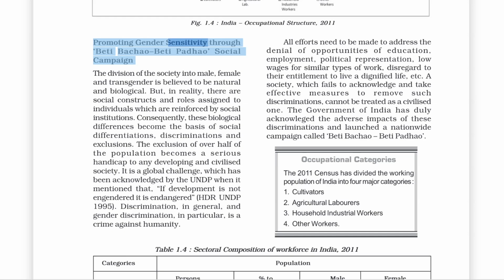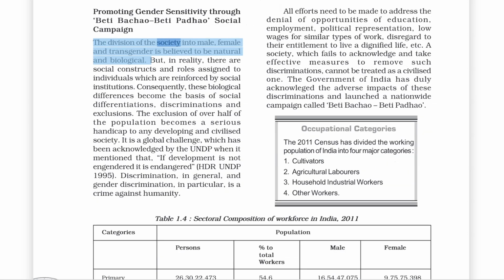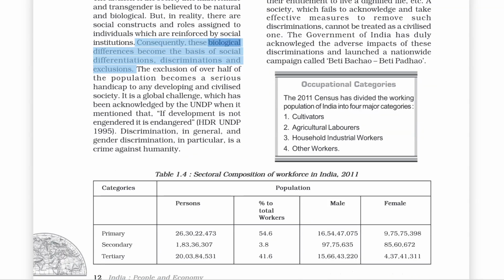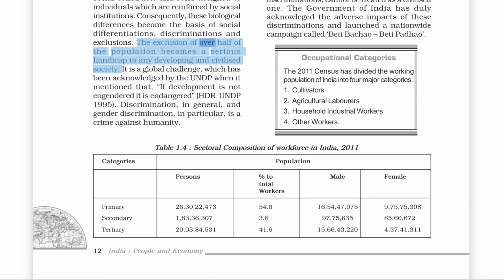Promoting gender sensitivity through Beti Bachao social campaign. The division of the society into male, female and transgender is believed to be natural and biological. But, in reality, there are social constructs and roles assigned to individuals which are reinforced by social institutions. Consequently, these biological differences become the basis of social differentiations, discriminations and exclusions. The exclusion of over half of the population becomes a serious handicap to any developing and civilized society.